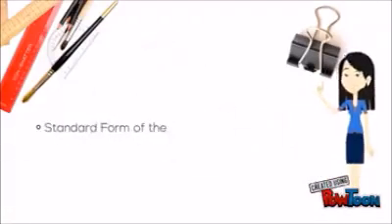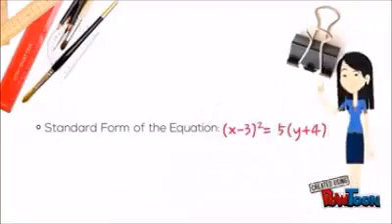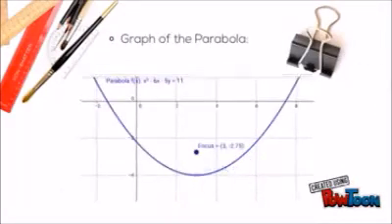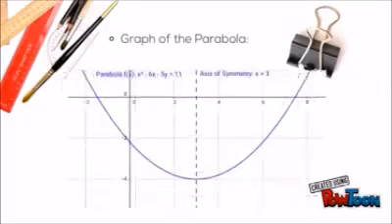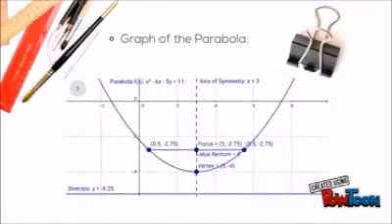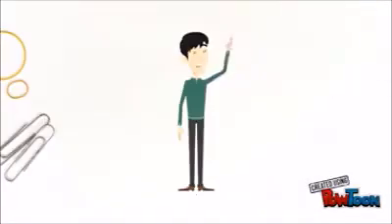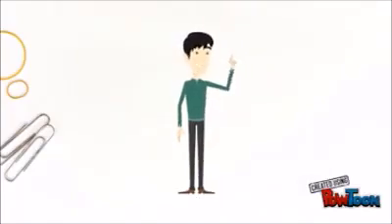We already got the standard form of the equation. It's quantity x minus 3 squared equals 5 times quantity y plus 4. For the graph of the parabola, we show the vertex, focus, directrix, axis of symmetry, and the whole graph. Alright, that was a very good example. Now let's try another example, but it's more complicated this time.